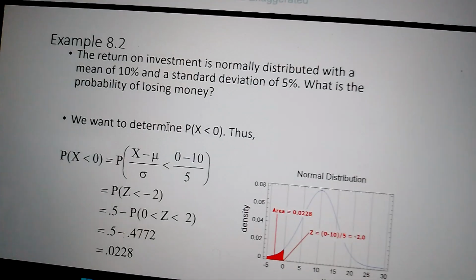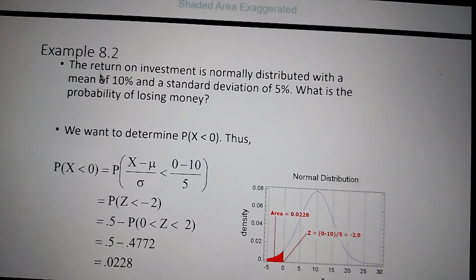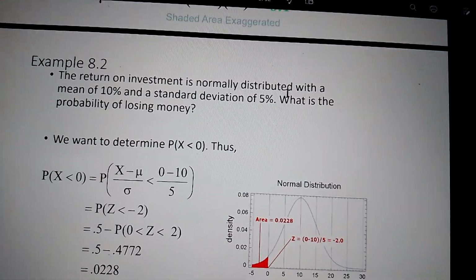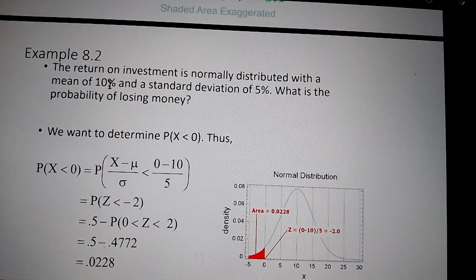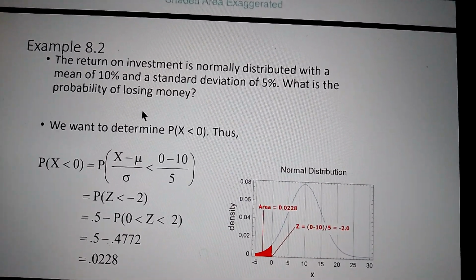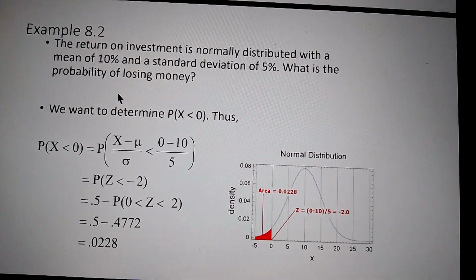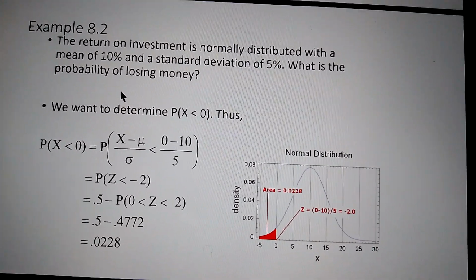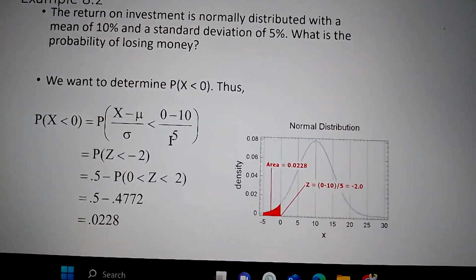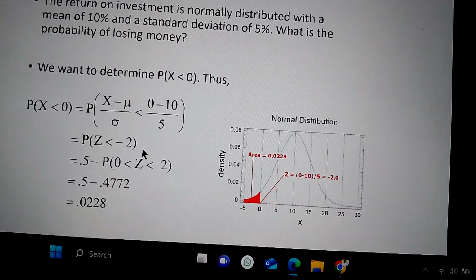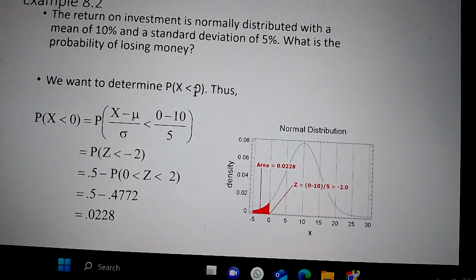It says the return on investment. This one has been solved already, so there's no need to solve it. The return on investment is normally distributed with a mean of 10% and a standard deviation of 5. And then they want the probability of losing money. So how would you lose money? The only way you can lose money is if you have negative money, and that will be less than 0, right?